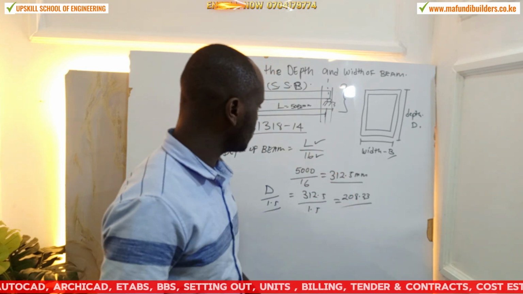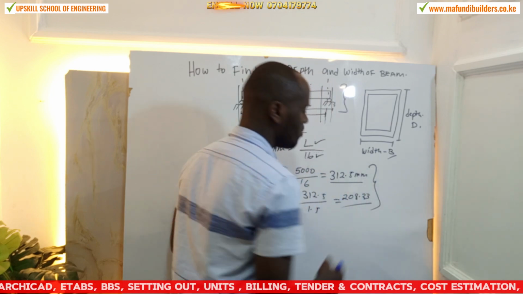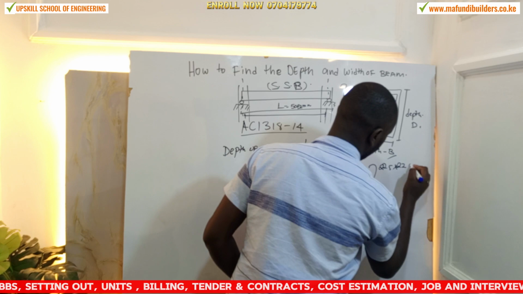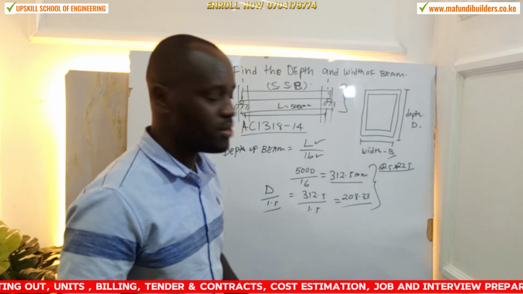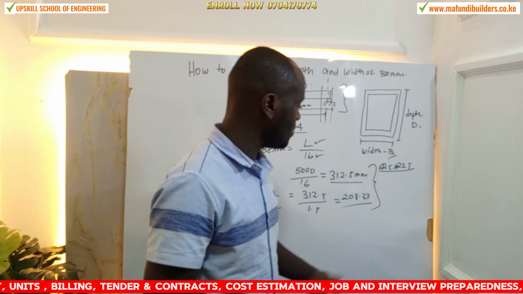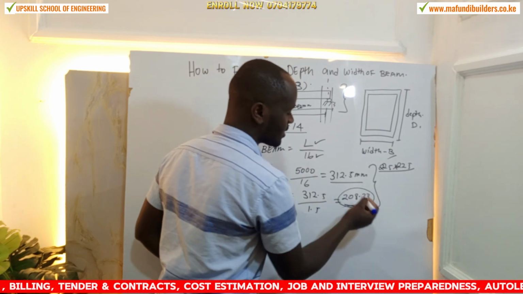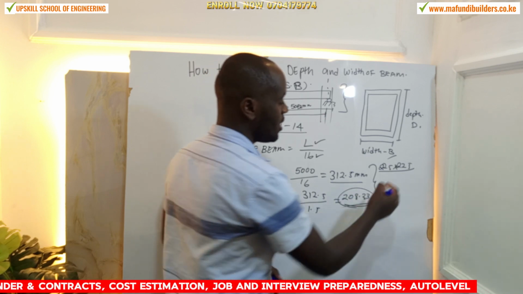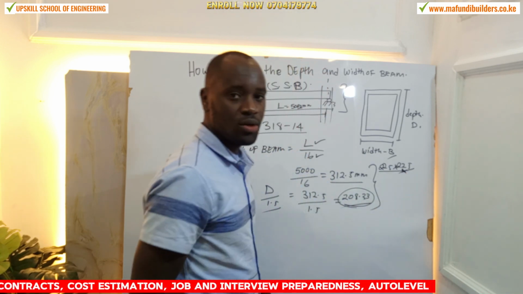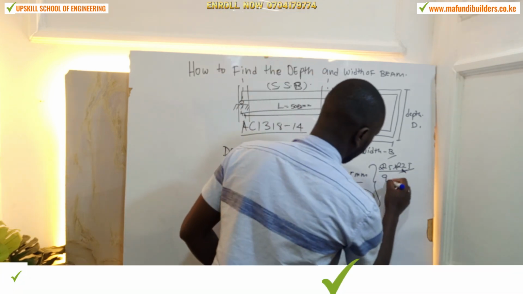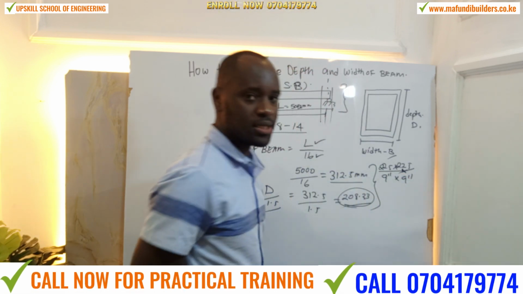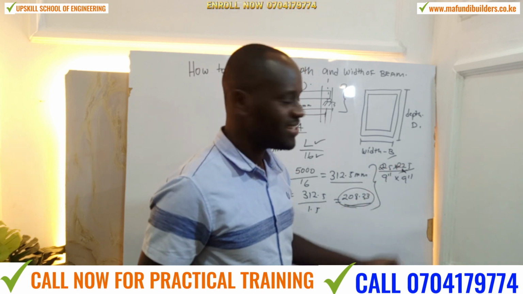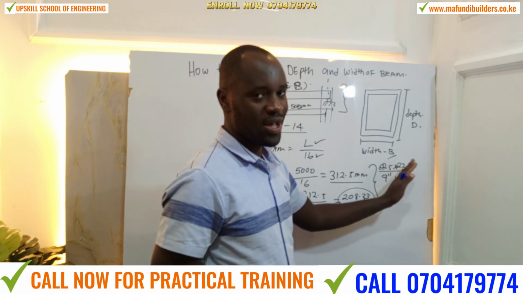But this is what you need to remember: the minimum size of a beam is 225 by 225. So we cannot use 208 as the width of our beam. You're going to use the minimum, which is 225, or 9 inches by 9 inches. But mostly when I'm designing, I don't recommend using a square beam.